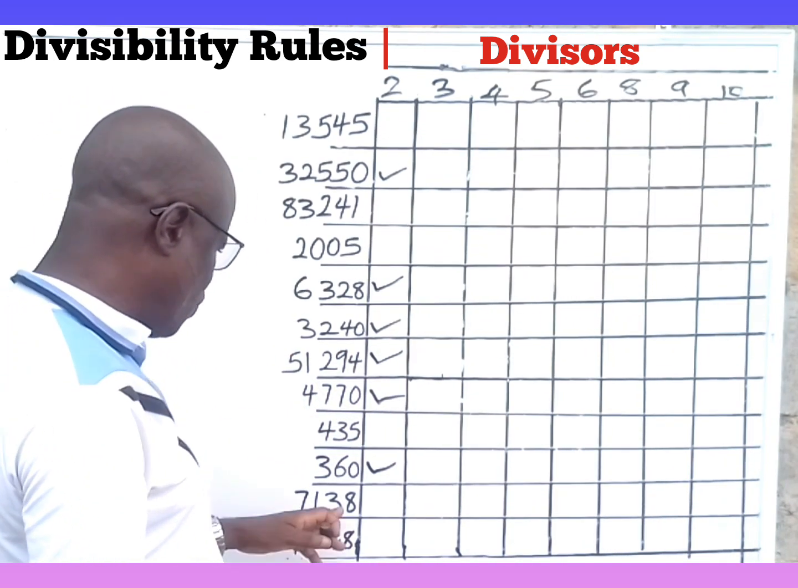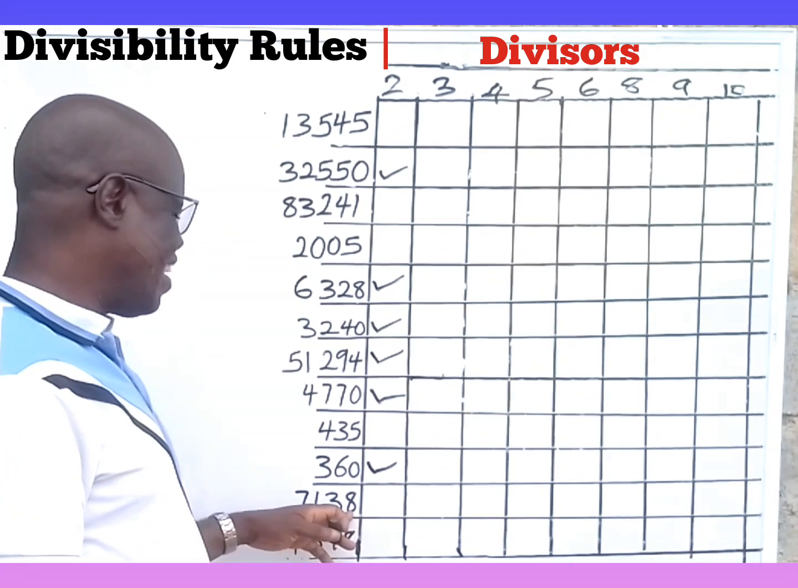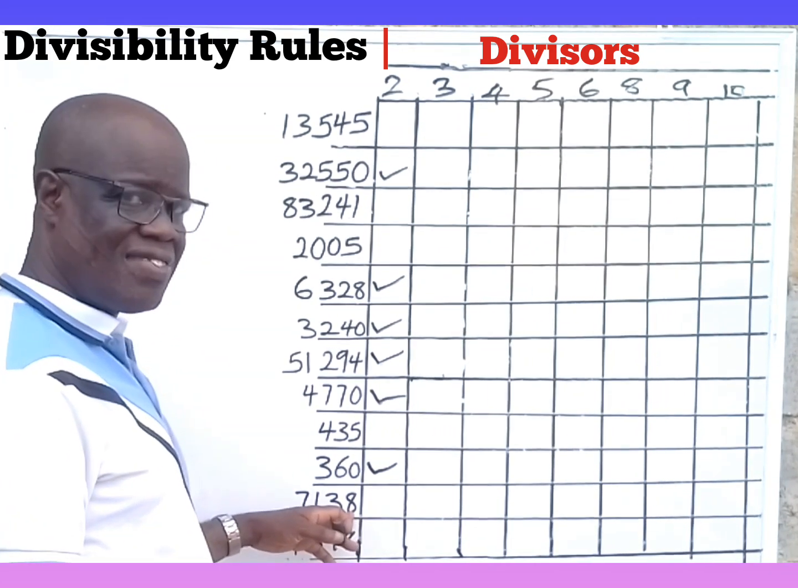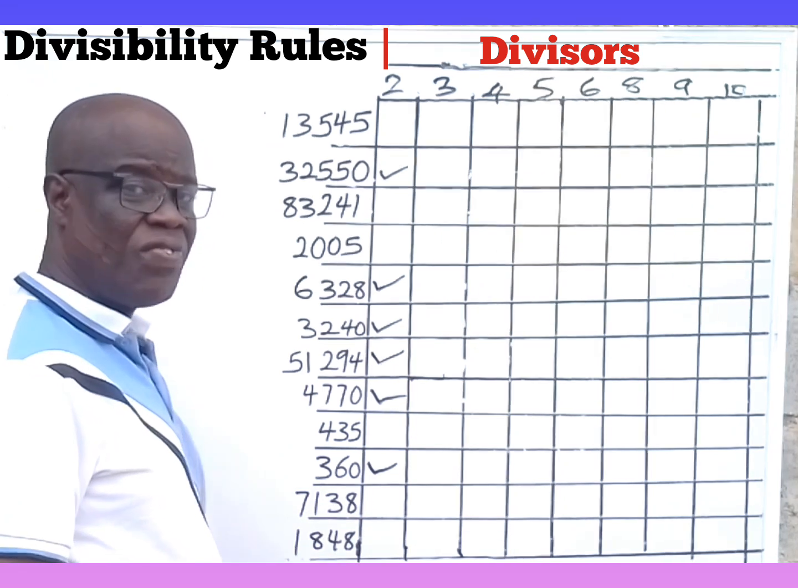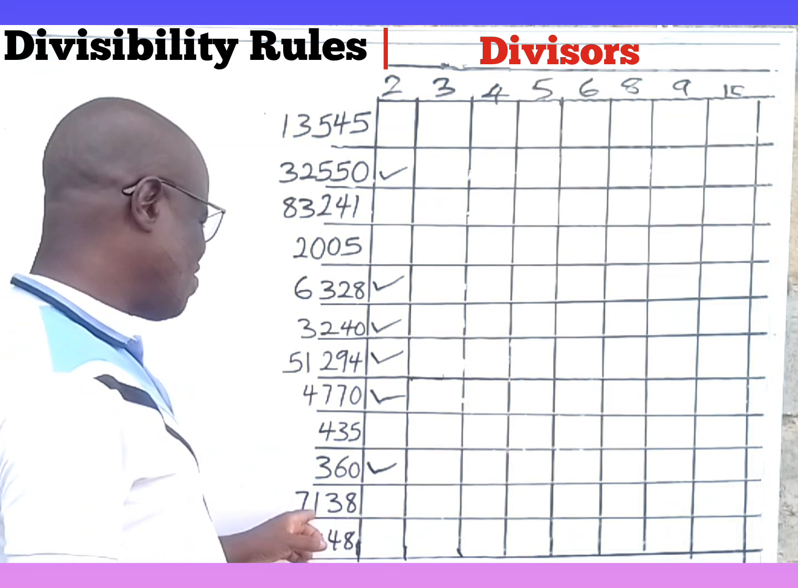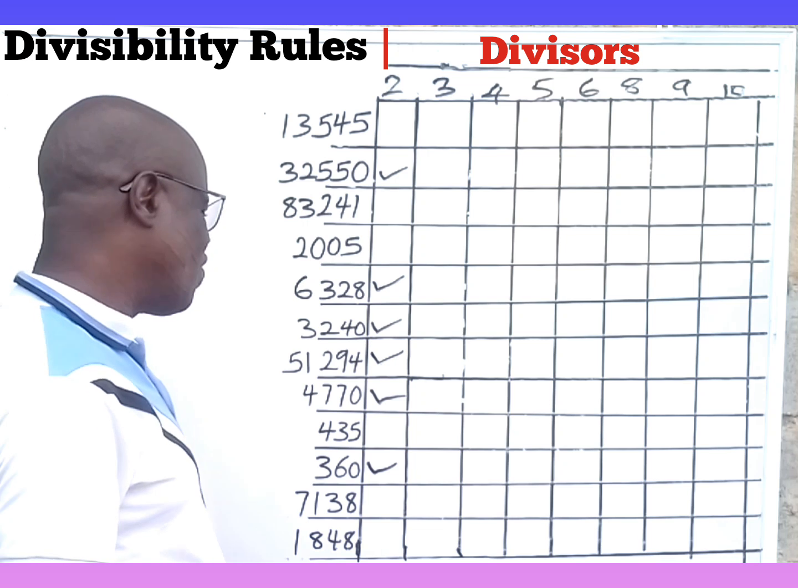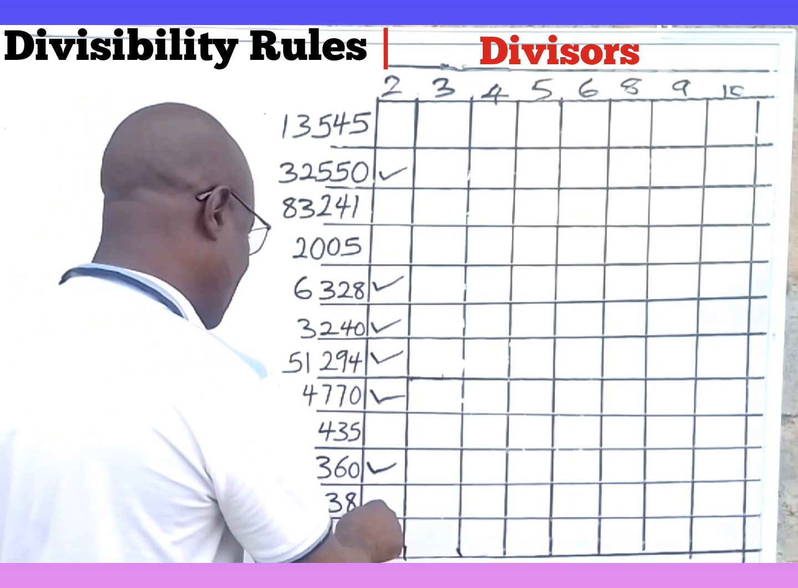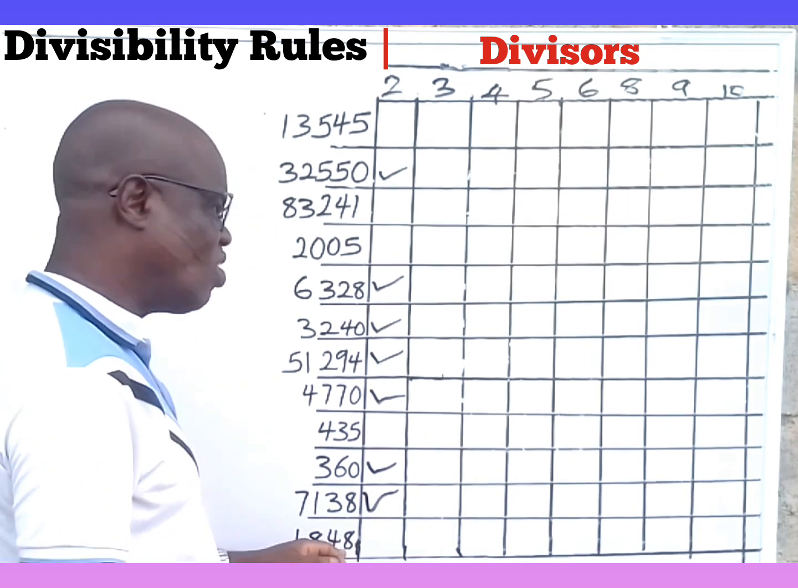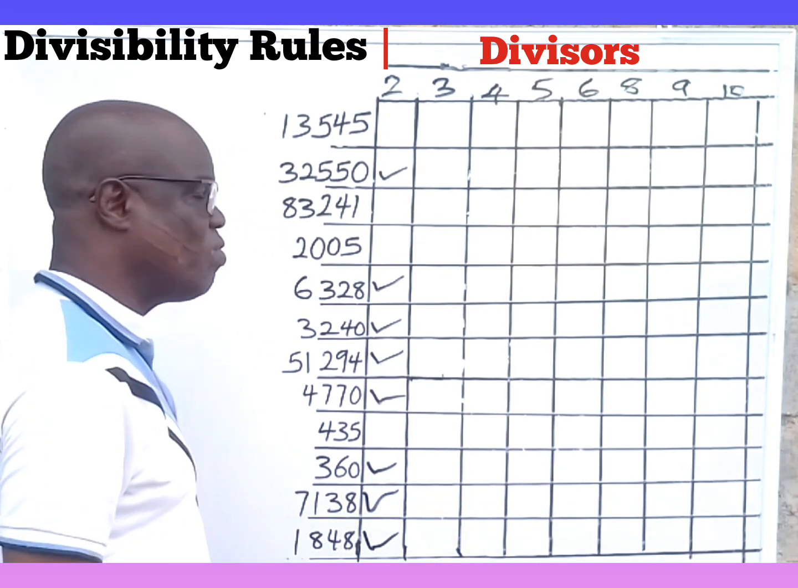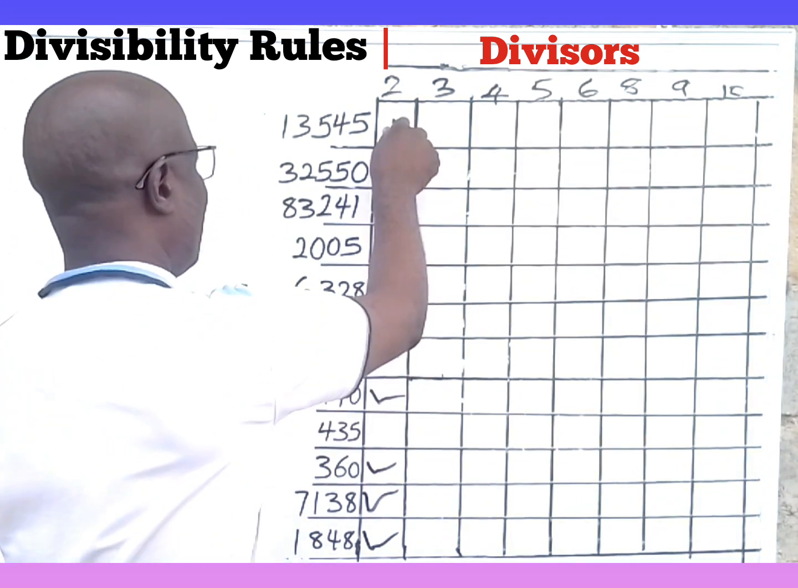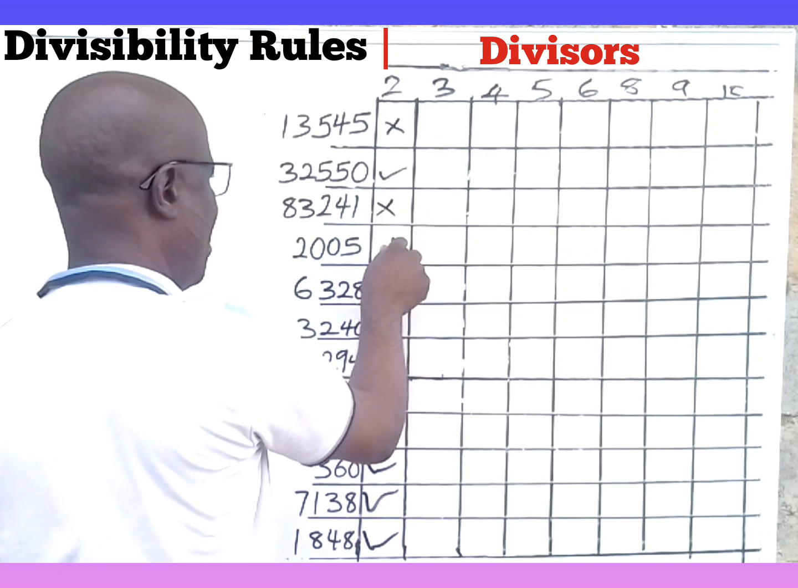Now, let's look at another one. We have 8 here. 8 is the last digit here. And 8 can be divided by 2. Therefore, 7,138 can be divided by 2 exactly without remainder. The same thing, this one also can be divided by 2 exactly without remainder. Now, of course, this one is not part.